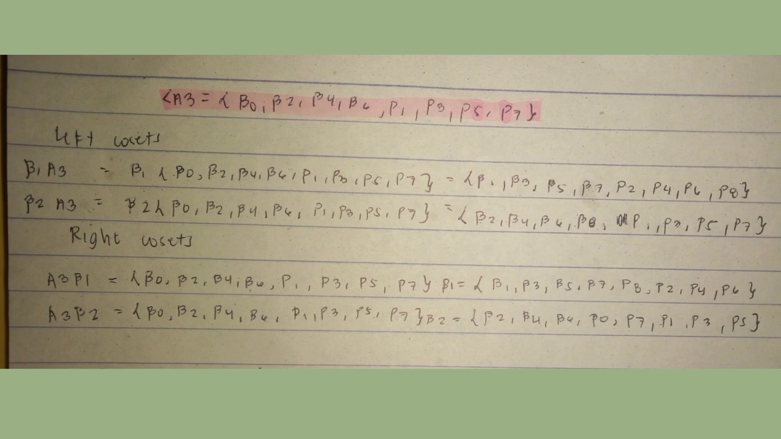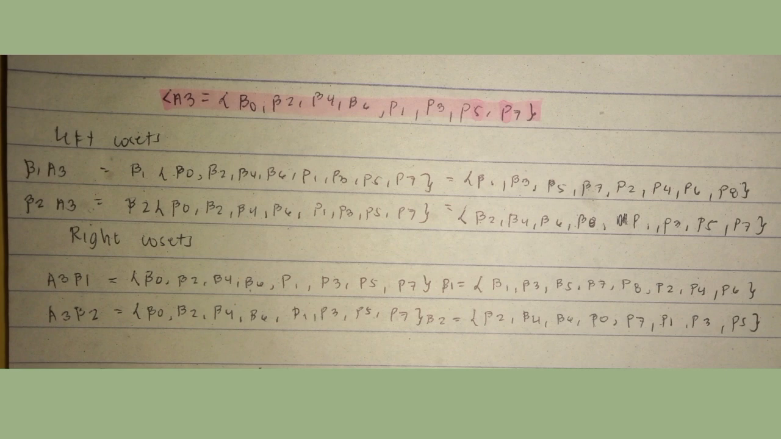The index is, we have two cosets on the right cosets. These are the b sub 0, b sub 3, b sub 5, b sub 7, p sub 8, p sub 2, p sub 4, and p sub 6. And we also have b sub 2, b sub 4, p sub 6, b sub 0, p sub 7, p sub 2, p sub 3, and p sub 5.